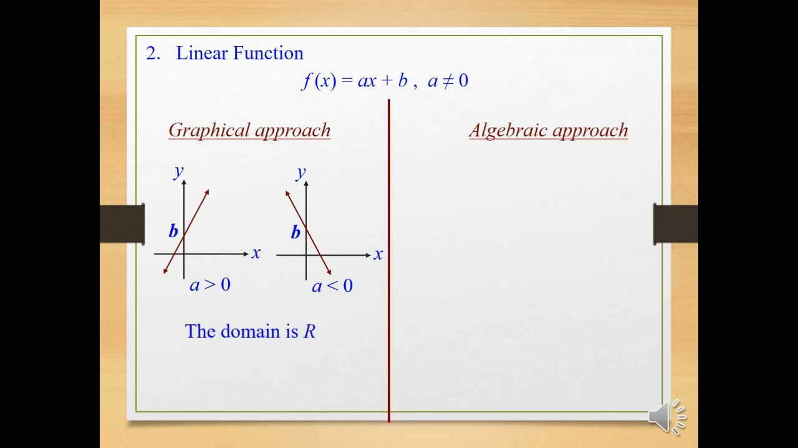From the graph, we can see that the value of x starts from negative infinity to positive infinity. Therefore, the domain is real numbers. And the range is also real numbers.